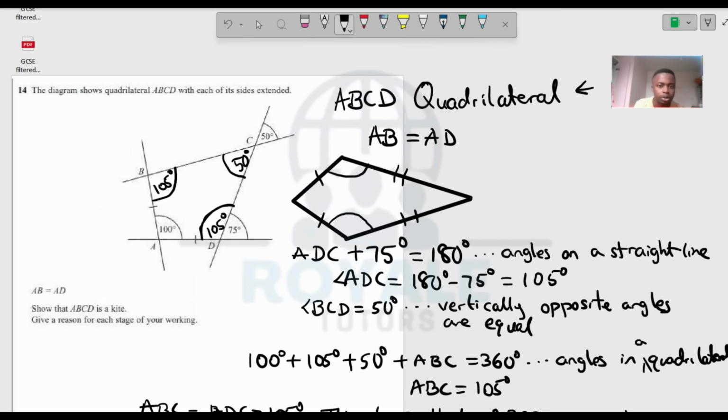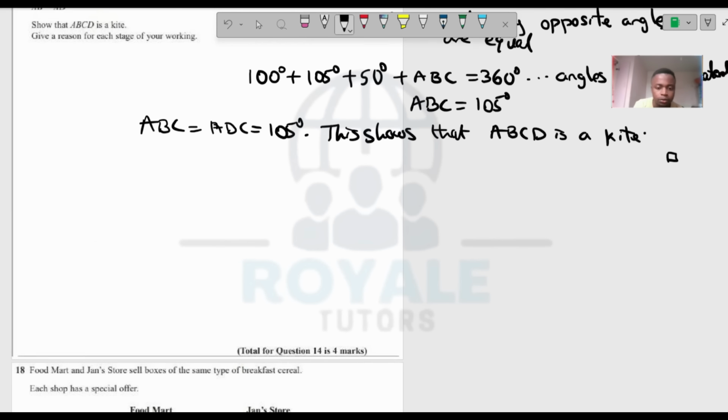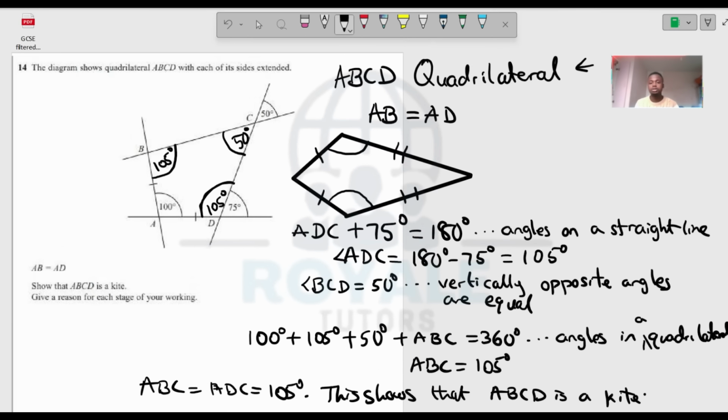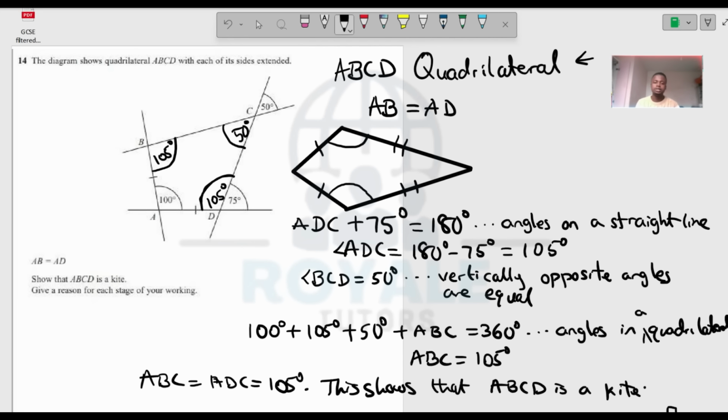So for this question, I think it should be around 4 marks. So this is a 4 marks question. Please make sure you write out the reason for everything you do. It is highly important. If you don't put reasons there, you lose marks. Sometimes you lose half a mark, sometimes you lose 1 mark. So make sure the reasons are there.